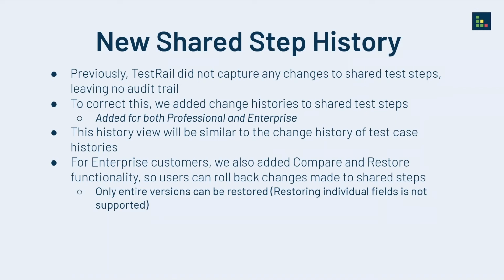With shared test steps, you can only restore the entire version, or entire set of steps. It is not possible at this time to restore individual fields such as a specific step or a specific expected result within a step. So if you need to restore edits to a set of shared steps, you would restore the entire set.